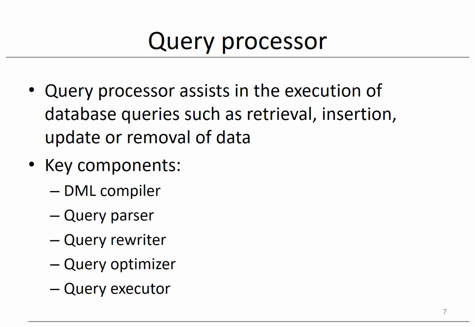The query processor is one of the most important parts of a DBMS. It assists in the execution of database queries such as retrieval of data, insertion of data, update of data, and removal of data from the database. Although most DBMS vendors have their own proprietary query processor, it usually includes a DML compiler, query parser, query rewriter, query optimizer, and query executor.